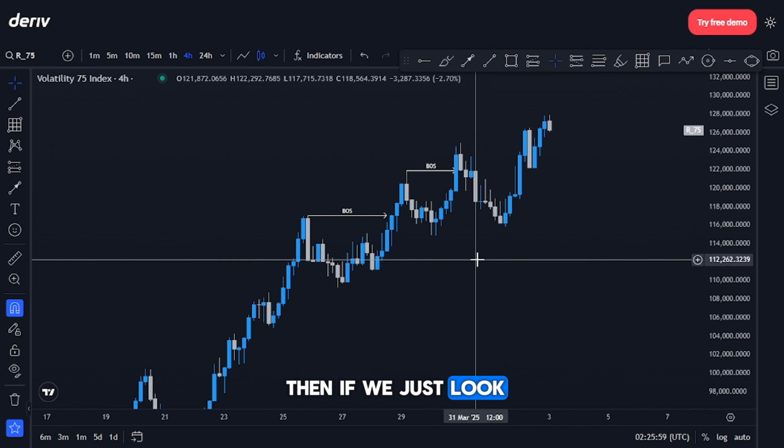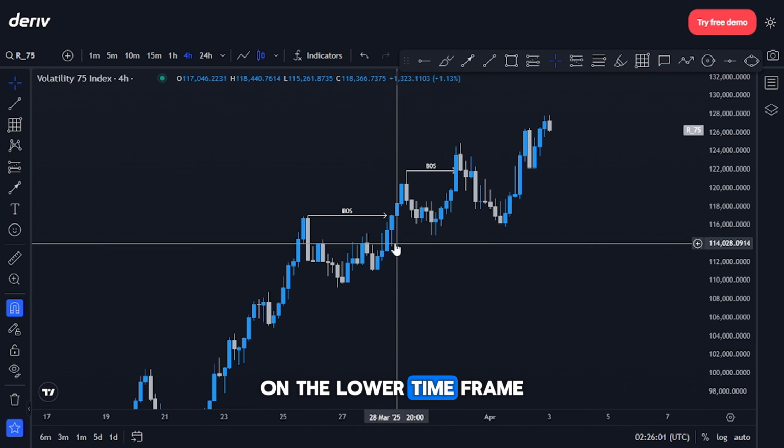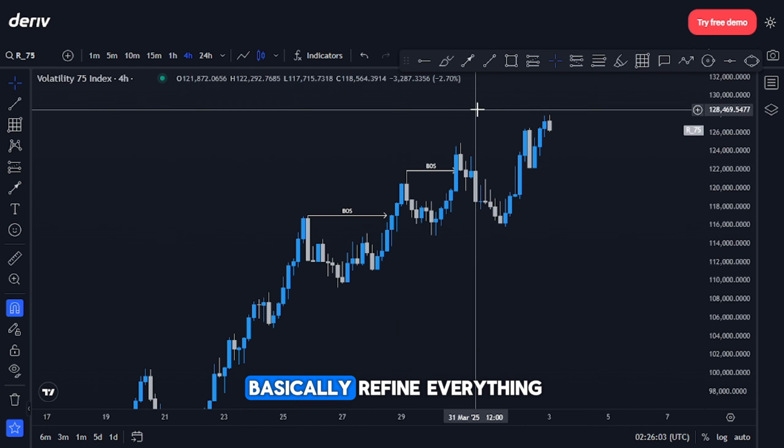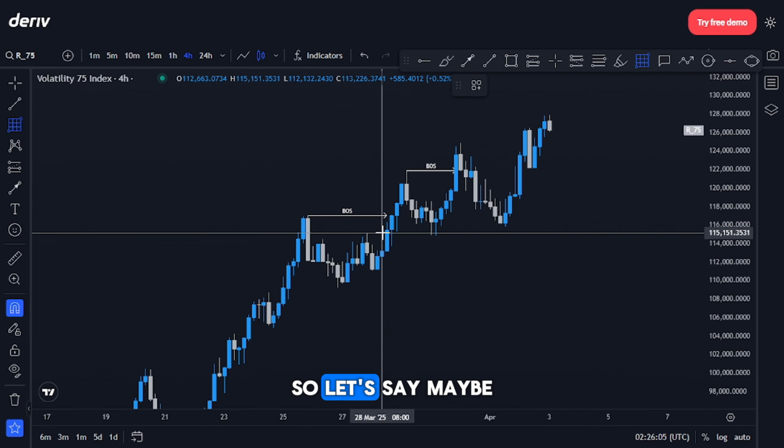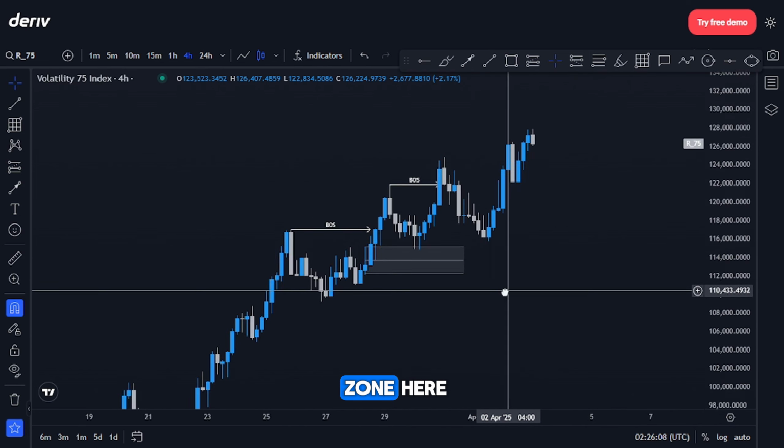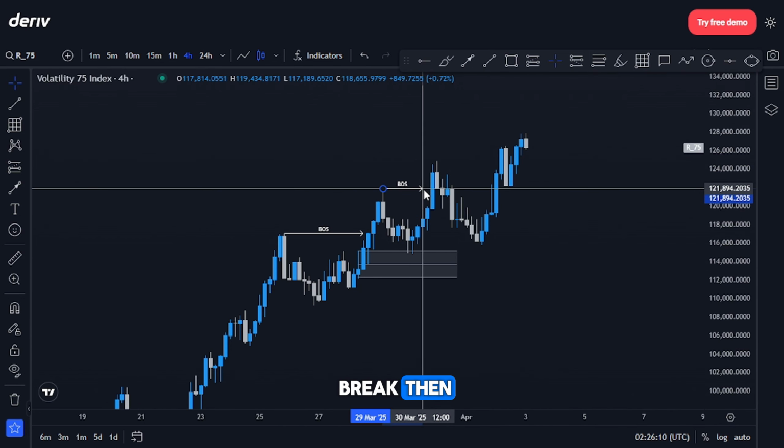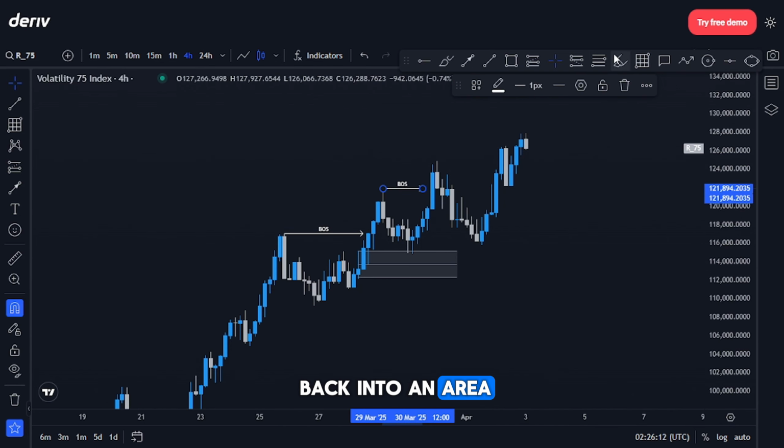And then if we look at the previous structures on the lower time frame, that is where I basically refine everything. So let's say maybe this is your demand zone here, then we had a break, then the market pulled back into an area of interest.